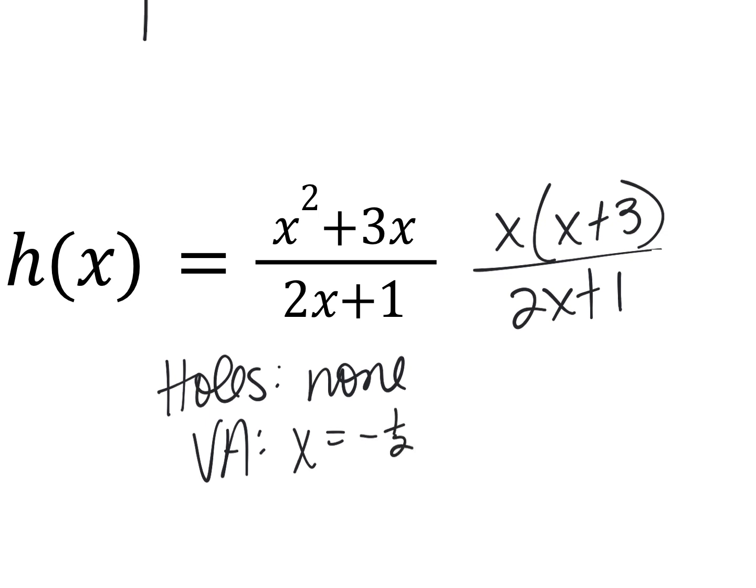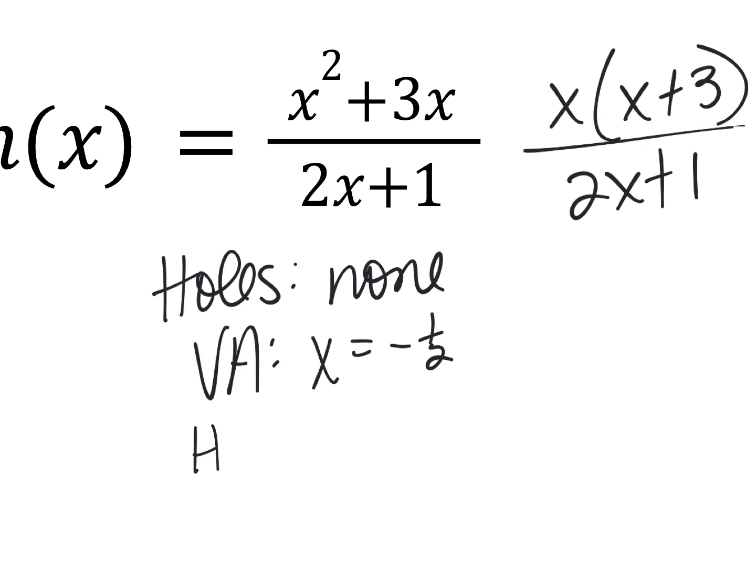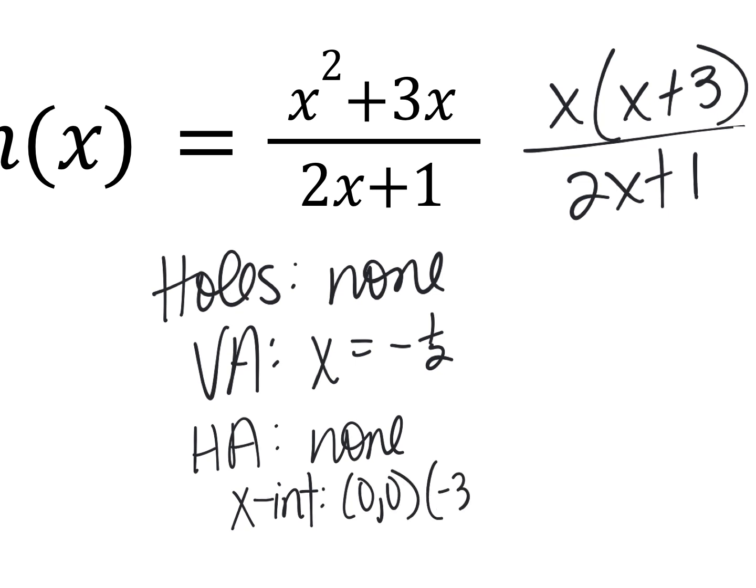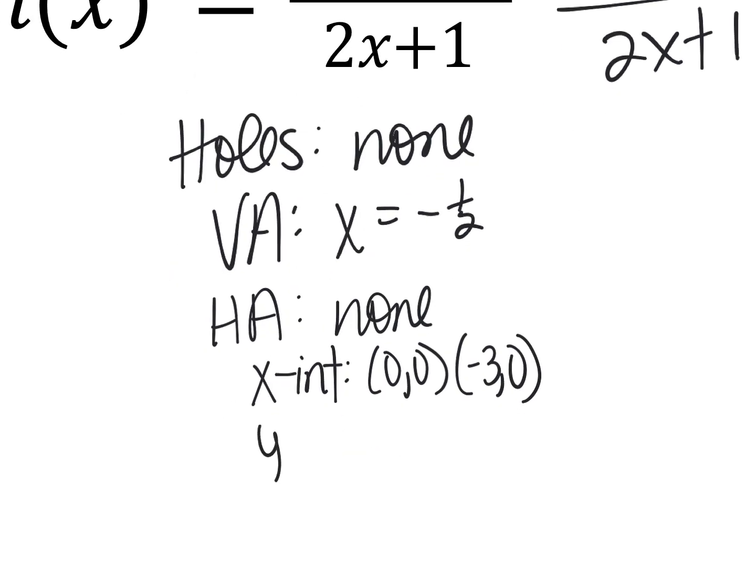Horizontal asymptote, there's none because the top is bigger. X-intercept, this is really similar to that last one. You set the numerator equal to 0, so there's 2 of them: (0, 0) and (-3, 0). Your y-intercept is (0, 0). And your slant asymptote, we don't know. We need to do fun long division.